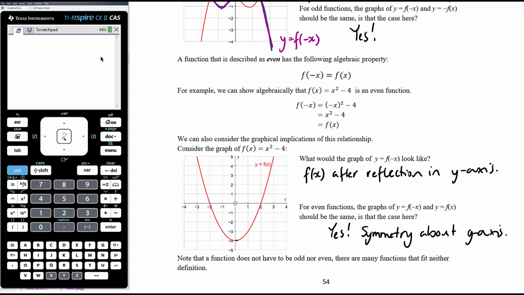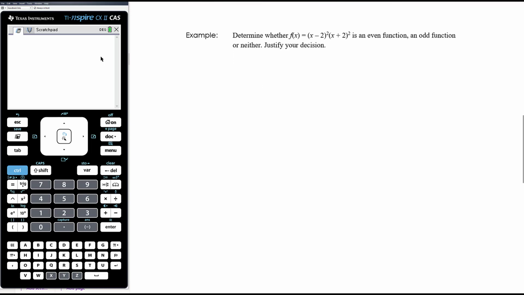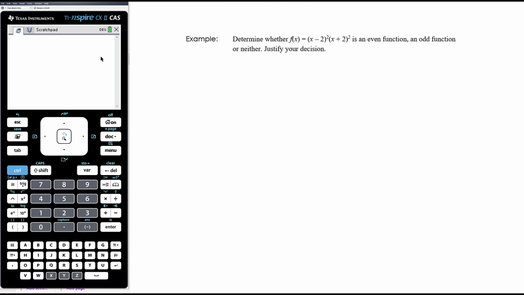As I said before, it's important to note that a function does not have to be odd or even. There are many functions that fit neither definition. It's quite possible that when you work out what f of negative x is, it doesn't end up equaling negative f of x, nor does it end up equaling f of x. And so therefore it's neither odd nor even. Let's have a look at one example here. Determine whether f of x equals (x minus 2) squared times (x plus 2) squared is an even function, an odd function, or neither. Justify your decision.